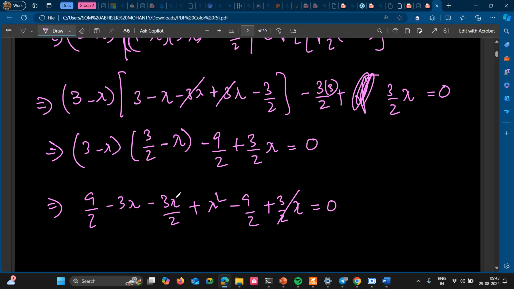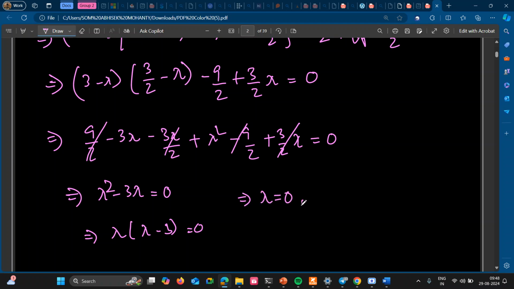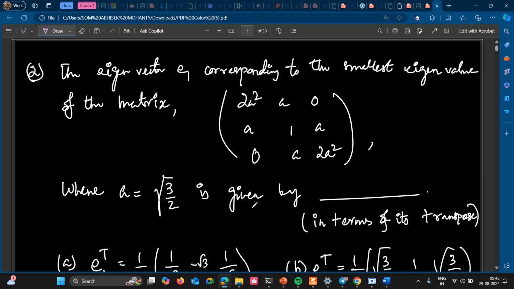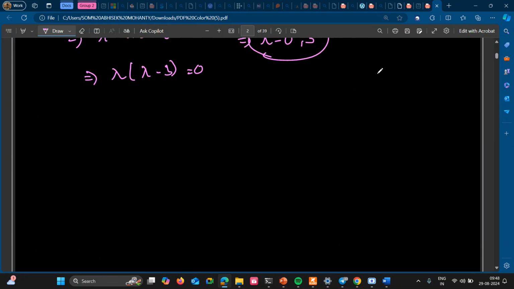See, these two are cancelled. These two are cancelled. So what is left? Lambda square minus 3 lambda is equal to 0. So lambda whole into lambda minus 3 is 0. So lambda is 0 and lambda is 3. Okay, these are the two eigenvalues. What is the question asking me? Eigenvector corresponding to the smallest eigenvalue. Okay, the smallest eigenvalue is 0, right? 0 is the smallest eigenvalue.